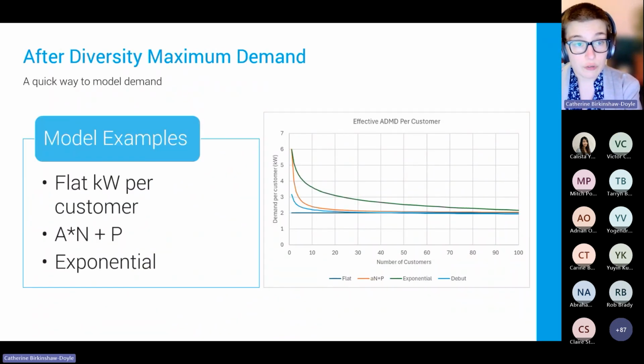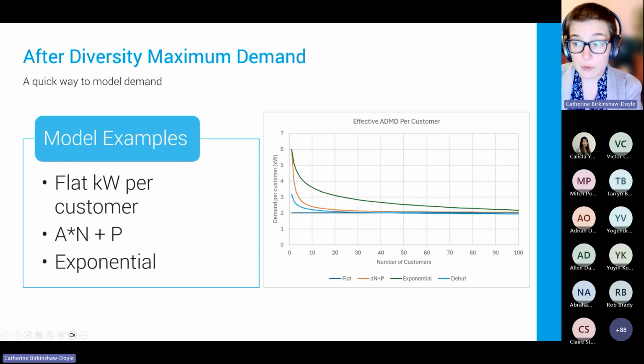So a traditional way to do this is through after diversity maximum demand. And this isn't a specific method, it's more a way of estimating expected maximum demand after you've accounted for the effects of diversity for a property type. Now, different network operators all across the world use slightly different methods. Some are fast and simple, some are more complicated, but perhaps a little bit more accurate.